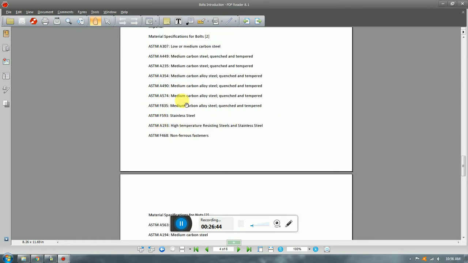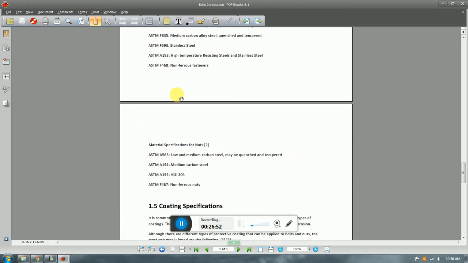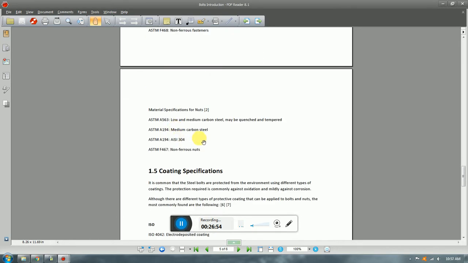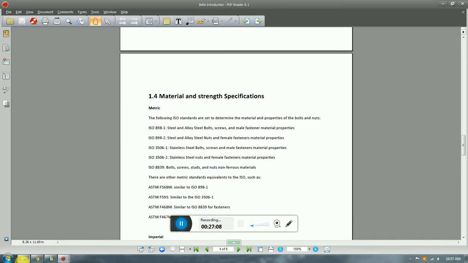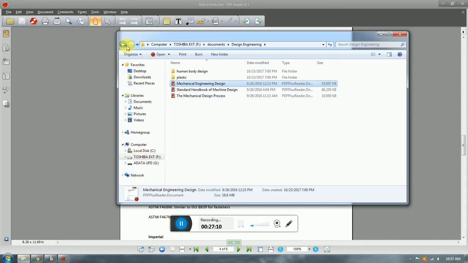Okay. Stainless steel, you get high temperature. That is a really interesting one, by the way. And then you get the non-ferrous ones, okay? And then the nuts. You're gonna get low carbon steel, maybe quenched and tempered. Medium carbon steel, typically quenched and tempered. Stainless steels, and then you're gonna get the non-ferrous. Okay, so that is really important. And we're gonna see, for example, one of these standards so you can see what I'm talking about.